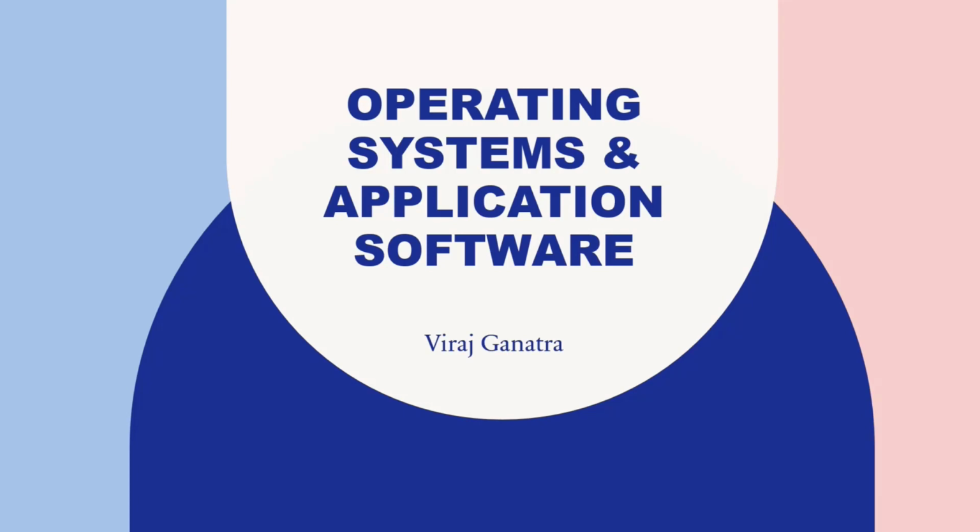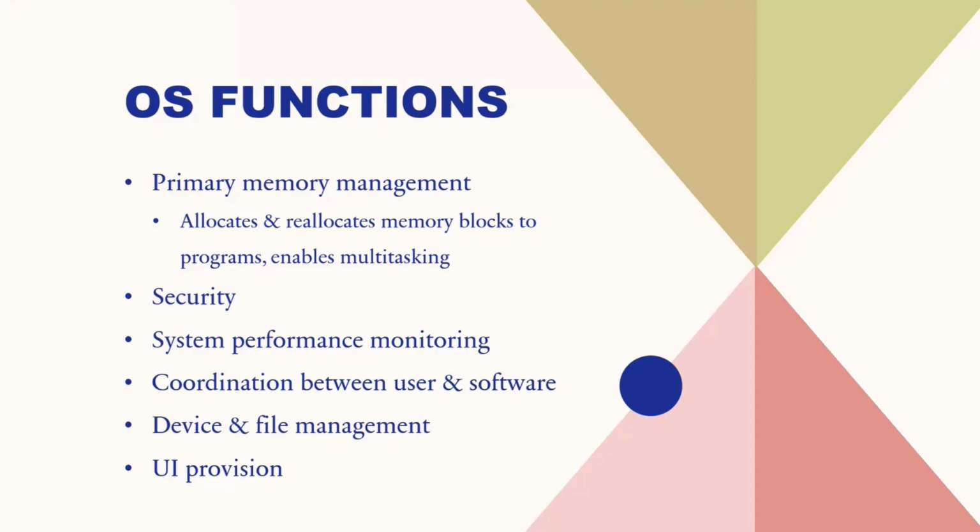Okay, 2.1.6 and 2.1.7, operating systems and uses of application software. So some functions of the operating system. First off, primary memory management. This allocates and reallocates memory blocks to programs, and this obviously enables multitasking. The operating system also provides security, just through passwords. This locks your files, makes them inaccessible to users that may not actually have access to them. System performance monitoring monitors how your system performs, and you can see this in your task manager and resource monitor.